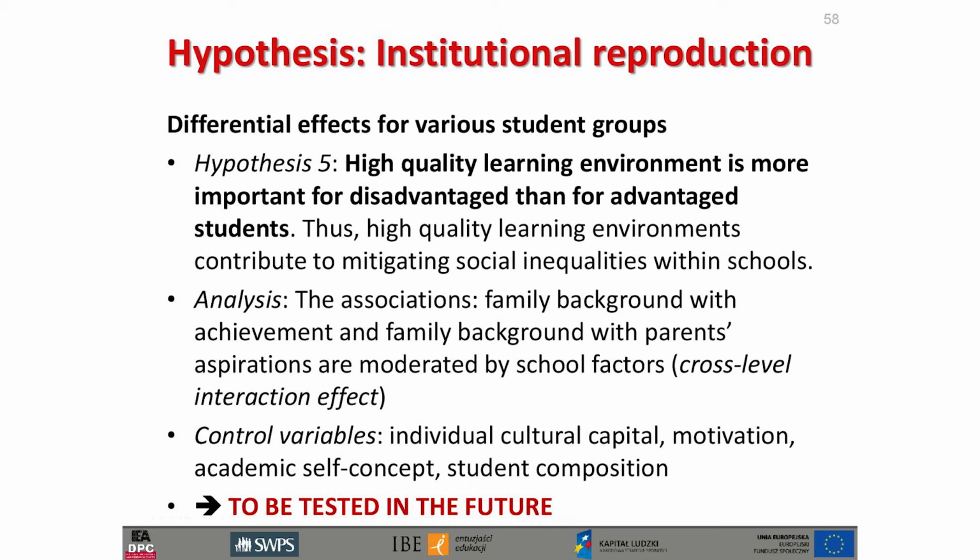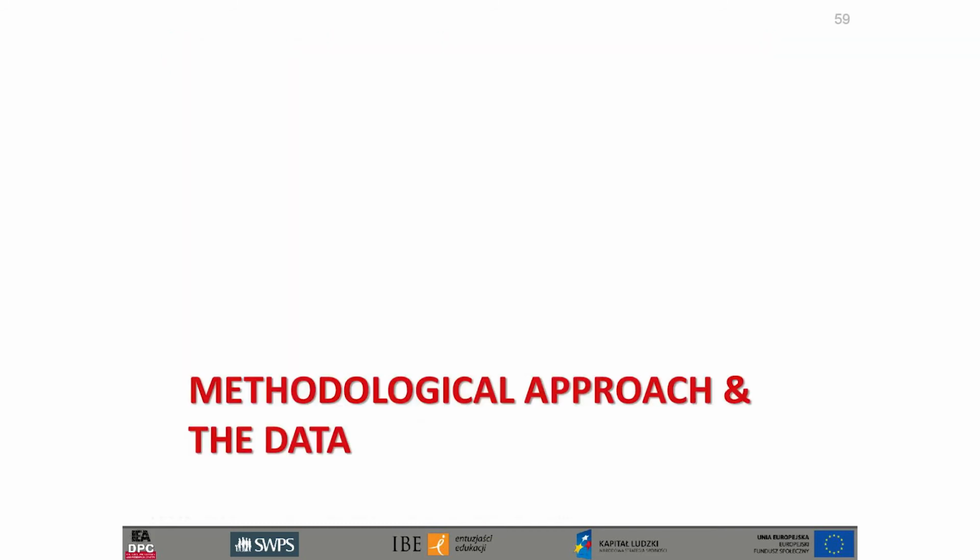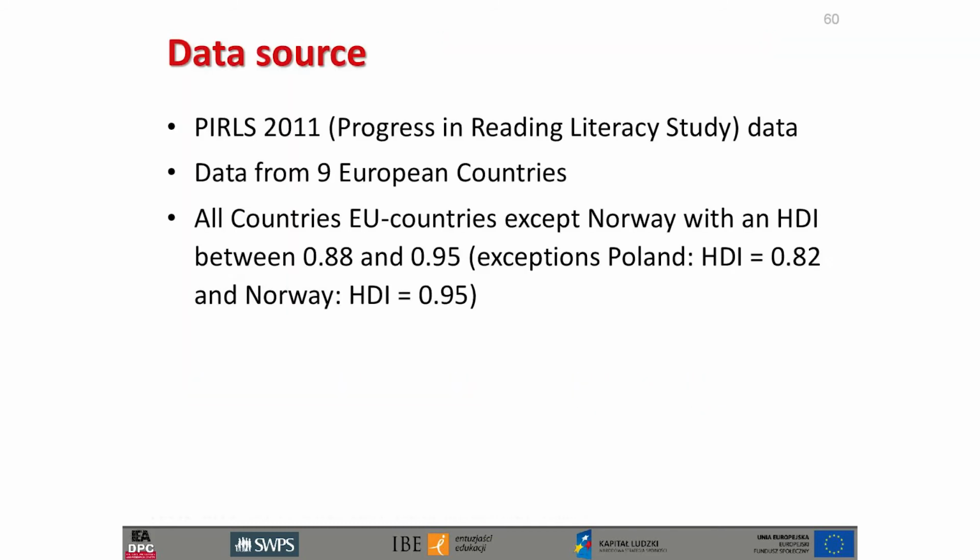The analysis is to create random effects between the associations that I mentioned before, between the predictors and the outcomes. And control variables are the same as in the previous models. Which kind of data I used? I used the PIRLS study, Progress in Reading Literacy Study data, which is cross-sectional data and doesn't allow for testing causal relationships. So this is one of the limitations I will mention later on.